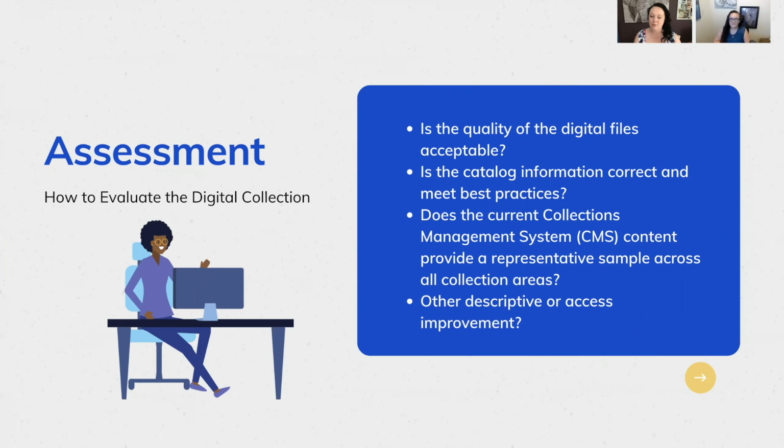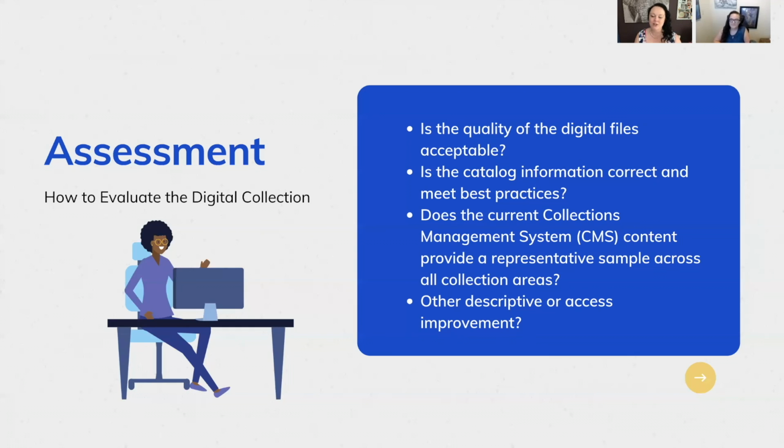Another question to think about is: is the catalog information correct, and does it meet best practices? So if you've digitized items in your collection and you've cataloged and put them online, do those meet best practices, both in terms of whether it's Society of American Archivists or ICOM best practices, or even internal practices? But for many of us, if we're inheriting something from earlier, it usually doesn't always meet our current standards.